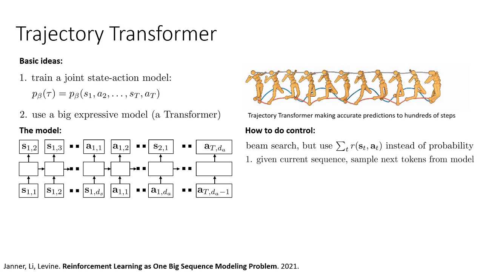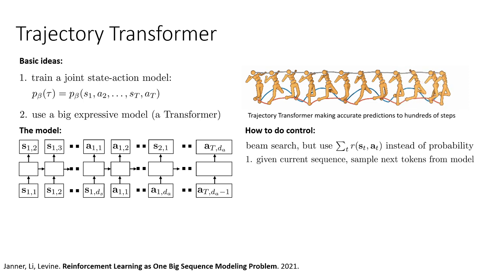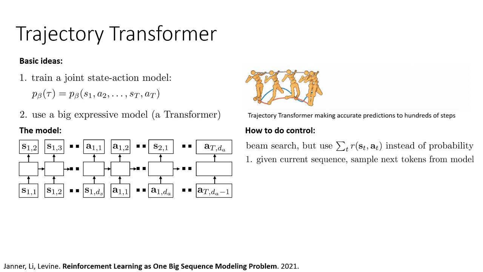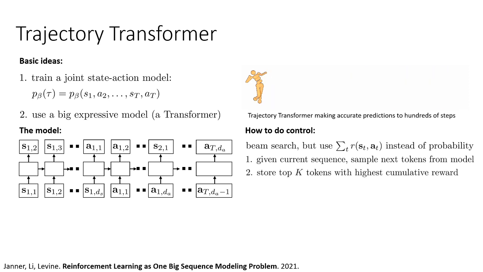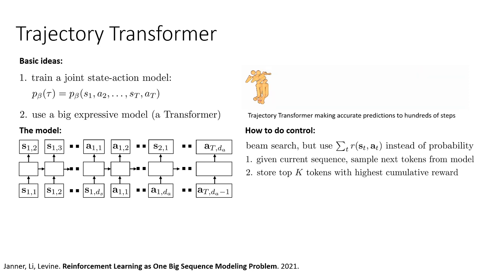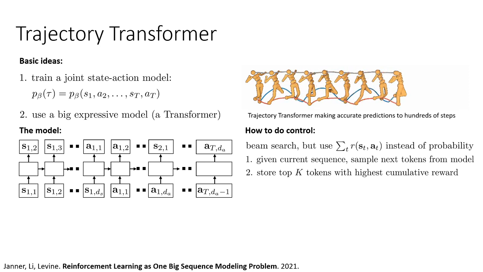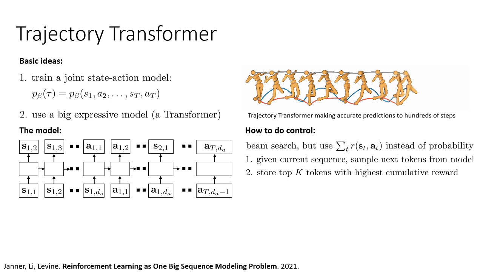So, given the current subsequence, let's say you've decoded up to time step 3, select the next token from the model by sampling it from the probability distribution. Sample many tokens, let's say you sample k tokens, and then you store the top k with the highest cumulative reward. That's basically beam search. So you have k prefixes, for each one you sample k tokens, sort them, and take the top k. And top here means top in terms of total reward. You do this one time step at a time. That's the basic high-level idea. There are some details to get this to actually work, but that's the principle.